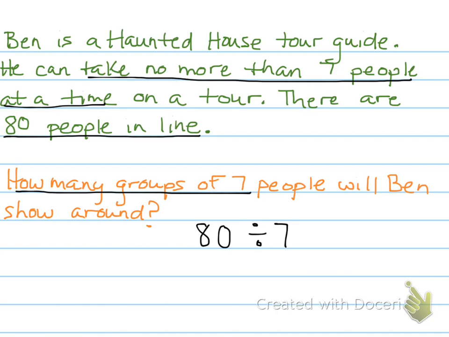Right? So again, counting number, multiple. I know 10 times 7 is 70. 11 times 7 is 77.